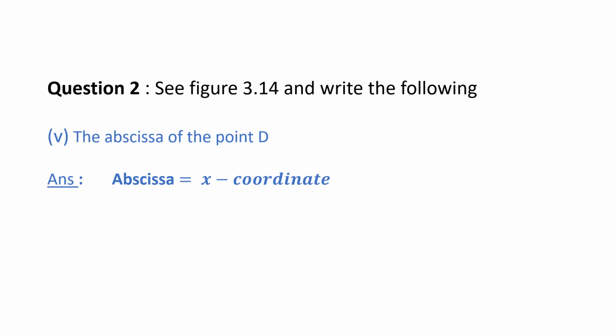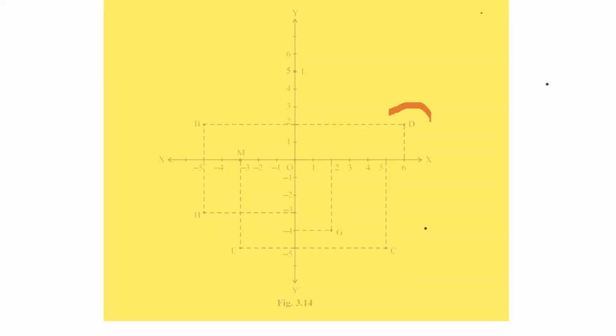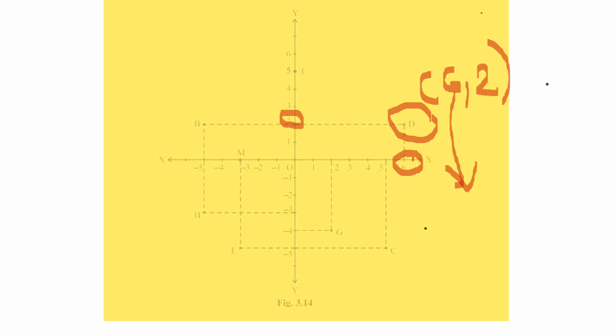Now we have to find the abscissa of the point D. So let's look at D. Point D is this. What are the coordinates? X-axis is 6, y-axis is 2. So definitely it's (6, 2), right? And what do we have to write? We have to write the abscissa. Abscissa means what? The first one, the x coordinate. So what is the x coordinate of the point D? 6, right?